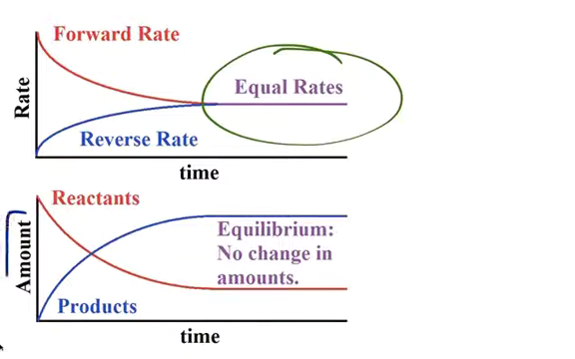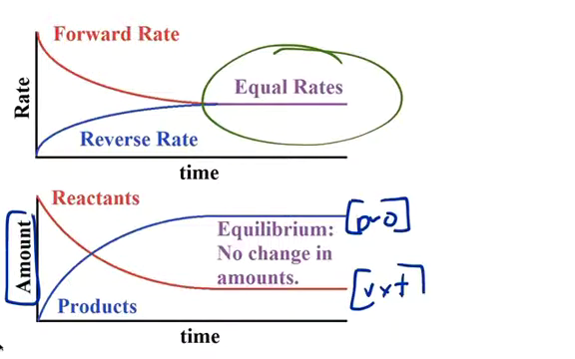Now at that point, the amounts is really not the best word. The concentration of, say, our products in this case, and the concentration of our reactants here, they're not equal. Notice they're not equal on this graph, but they're not changing. So there's no change in the concentration at the point of equilibrium. We've reached a point where the forward and the reverse reactions are equal, so the rates are equal, and our concentrations are remaining constant.